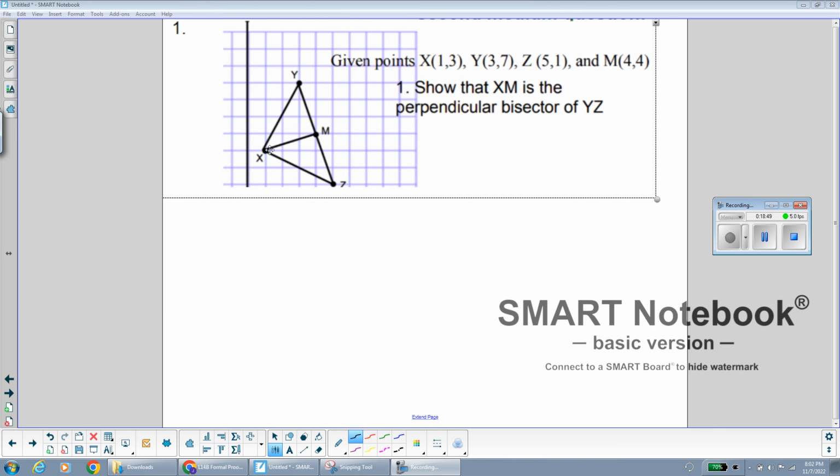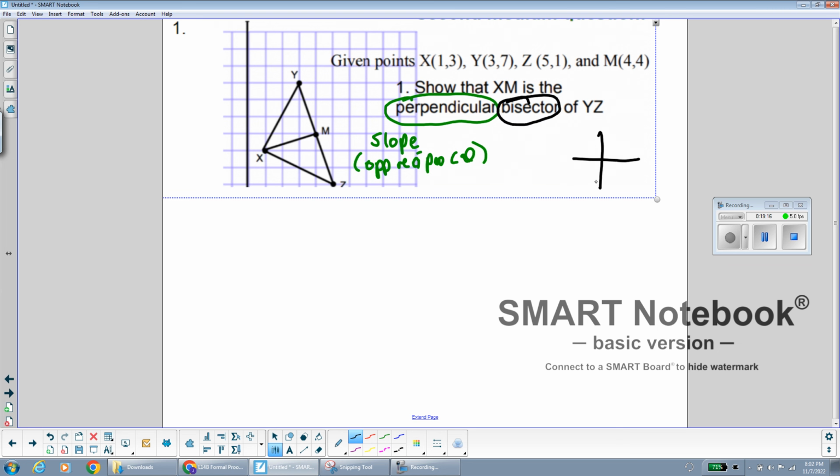Here's another one. We need to show that XM is the perpendicular bisector of YZ. So perpendicular bisector is a two-part word. Perpendicular, we know that we can use the slope formula for that. We can show that we have opposite reciprocal slopes since perpendicular lines have opposite reciprocal slopes. Bisectors cut segments equally in half, so we know that they pass through the midpoint of a line segment. So we can find the midpoint of line segment YZ and verify that it is point M.